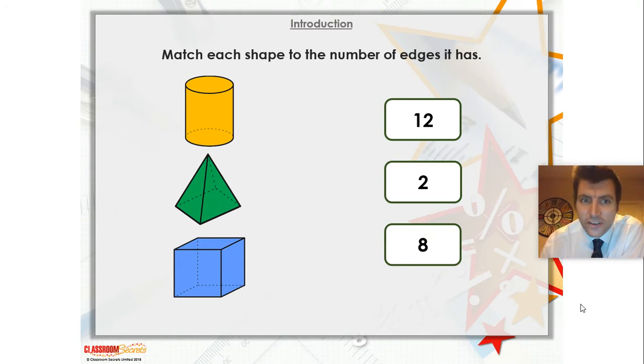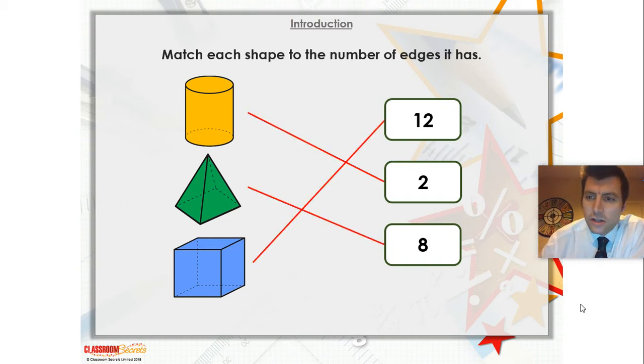I know Chloe's got the first one. She spotted that cylinder's got 2 edges. I know that lots of you, I'm sure Rebecca has, I'm sure lots of you have got that square-based pyramid has 8 edges, and finally our cube, where all the faces are squares, our cube has 12 edges. So well done if you've worked through that.